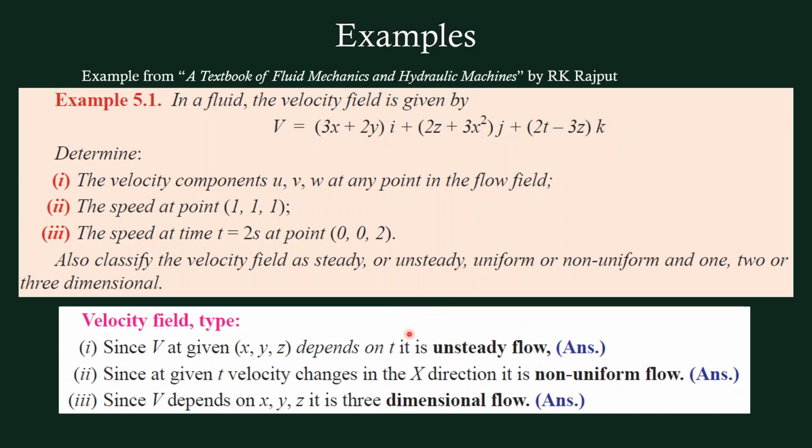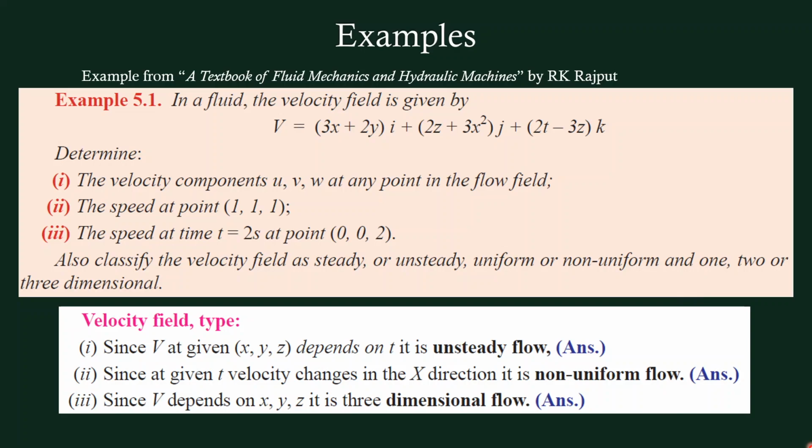Similarly, whether it is uniform or non-uniform, since it is a function of space dimensions x, y, and z, if you put different values of x, then you will get different velocities, or different values of y or z, and it will give you different values of velocity. That means the flow is non-uniform. It changes with space. And whether it is 1, 2, or 3 dimensional, because it's a function of all x, y, and z dimensions, that means it is a 3-dimensional flow.